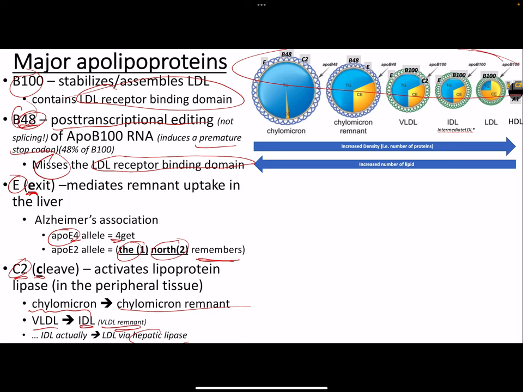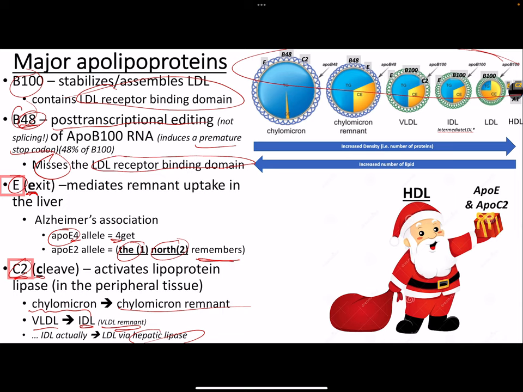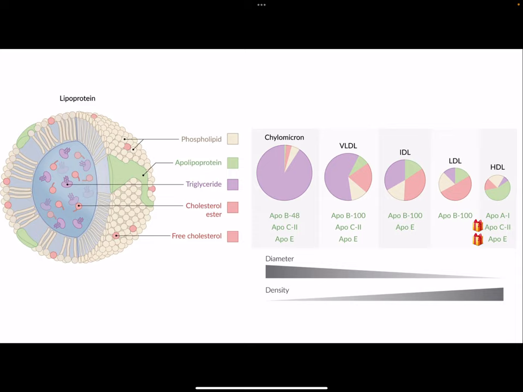Now, ApoE and ApoC2 are gifts from the HDL. HDL is a nice guy, and it's the good one for us, right? HDL is the good cholesterol. LDL is the bad one. It's good in that it's healthy, but it's also good in that it's nice: it's gifting E and C2 to other lipoproteins.